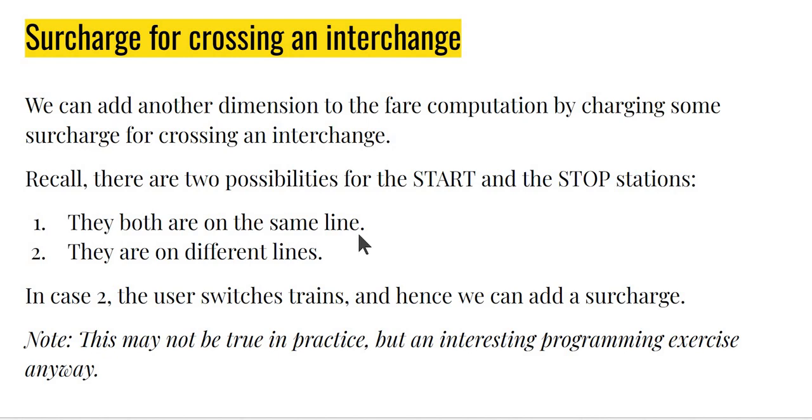Now, if they are on the same line, then I don't pay any surcharge. But if they are on a different line, then I pay a certain surcharge because the user switches trains and we add a surcharge. Again, I must add that this may not be really true in practice. I'm not very sure, depending on so many networks in the world. But this is anyway an interesting programming exercise, especially when we think of multiple lines and multiple interchanges. But here we will look at just the two lines that we have been looking at.